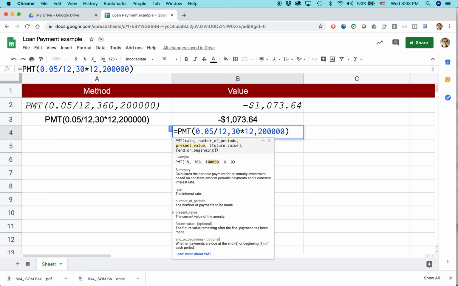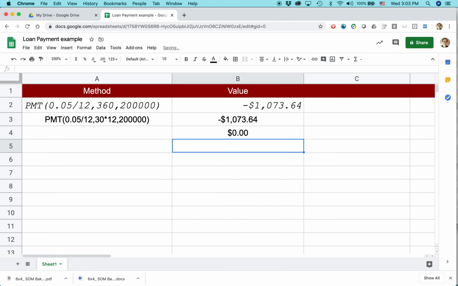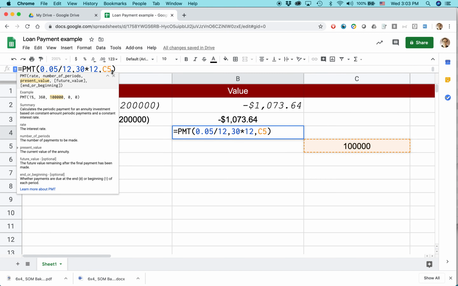And instead of doing $200,000, let's change the principal. I'm going to put the principal in cell C5. So I'm just going to put C5 there. Now it's saying $0 because they don't have a value in C5, but let's just change that to $300,000. You see that? It calculates it. And then I could actually change that again. Let's just do $100,000. And it calculates it again. So you can see that by using the cell values, that really makes it a lot easier in some ways to do lots of calculations.